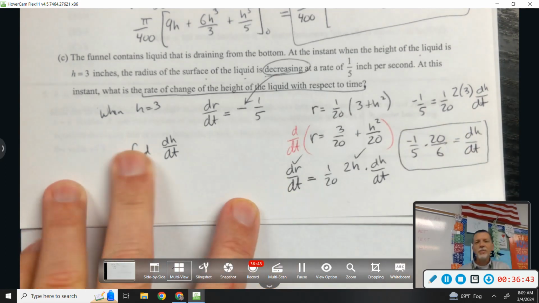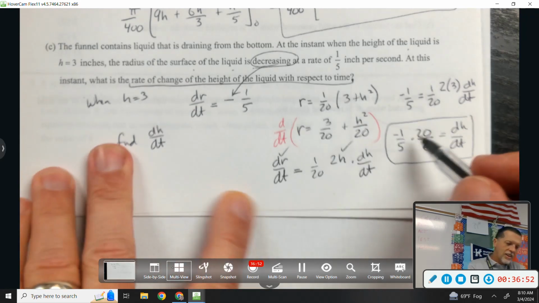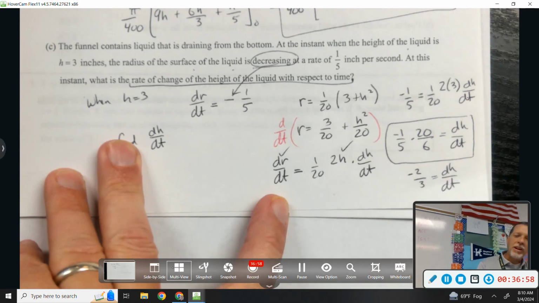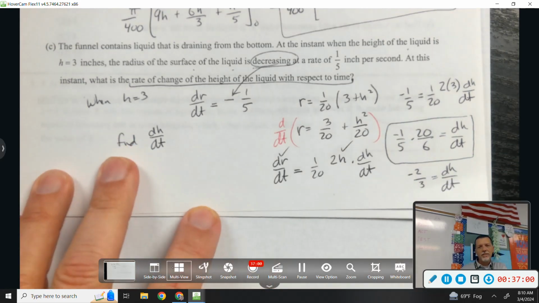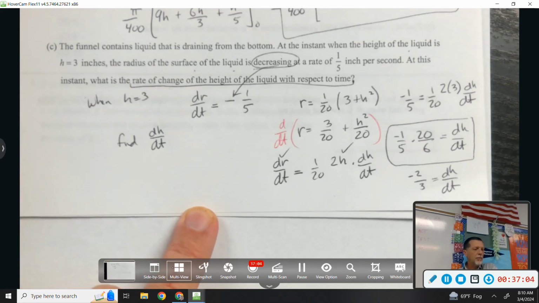Sure, it reduces, but that's your problem, Mr. Grader. If you want to know that any further, knock yourself out. 4/6 would be 2/3, so negative 2/3 is the best answer. Well, maybe not even the best answer. It's the most simplified answer. The best answer is the answer that doesn't have any mistakes in it.